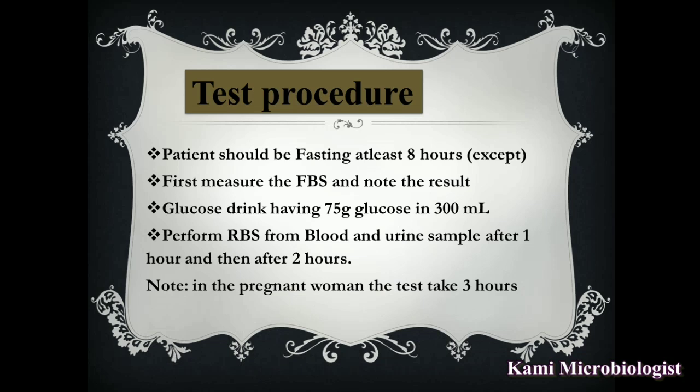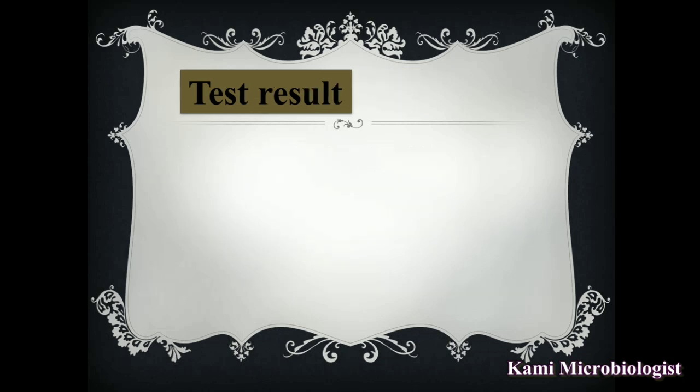Now here the question arises: why in the pregnant woman does the test take 3 hours? Because in the pregnant woman normally the glucose level is high. Okay, that's why we provide 1 hour extra for the OGTT. Another purpose is also that in females, to find gestational diabetes, we perform the OGTT for 3 hours. That's the reason why in the pregnant woman the OGTT takes 3 hours as compared to a non-pregnant woman.